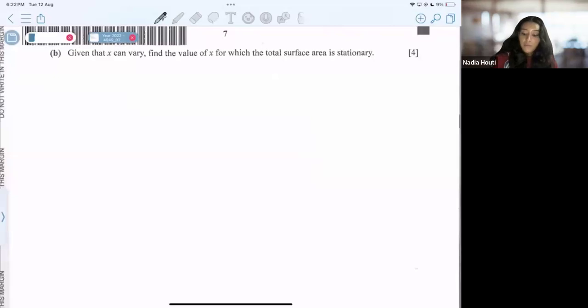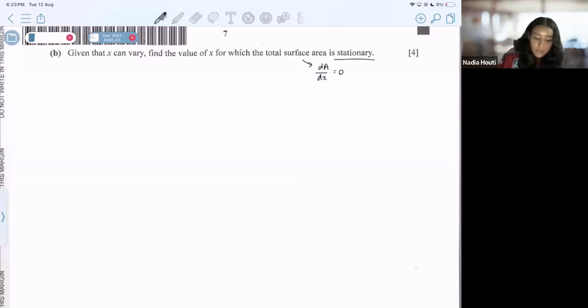Given that x can vary, find the value of x for which the total surface area is stationary. For the total surface area to be stationary, this is when you recall the concept of dy dx. Because we want the surface area A to be stationary, dA dx is equal to 0. That's when your stationary point occurs. So first we need to find dA dx. Recall that our original expression for the area A is 6x squared plus 16,000 over 3x. So dA dx, you just differentiate that.